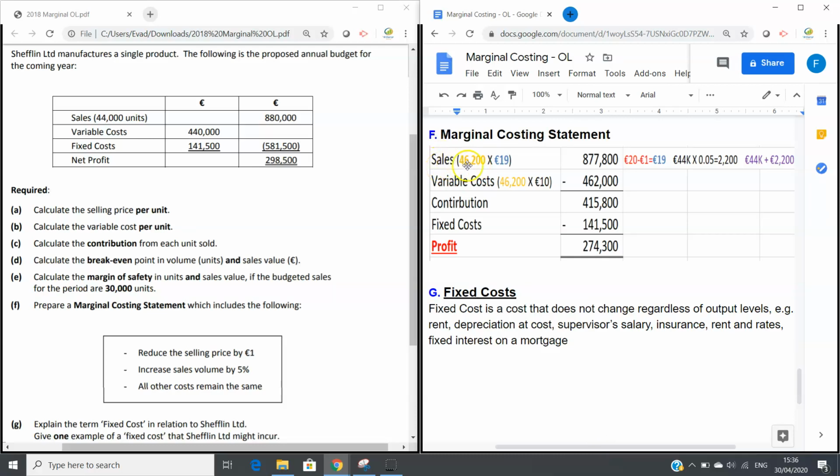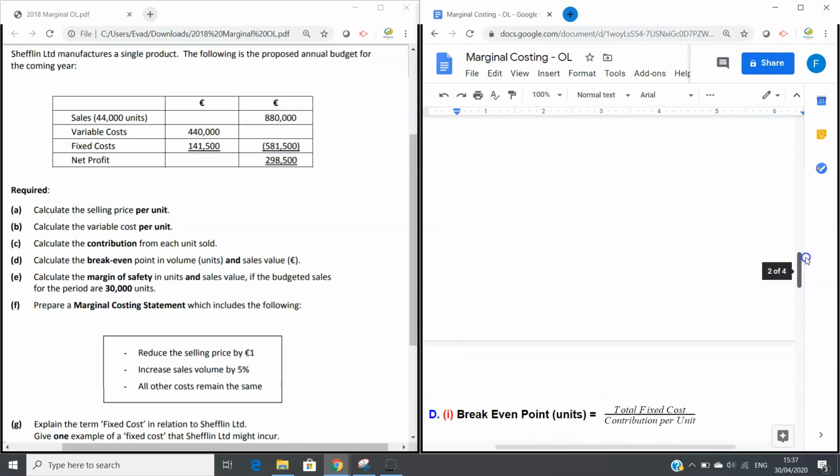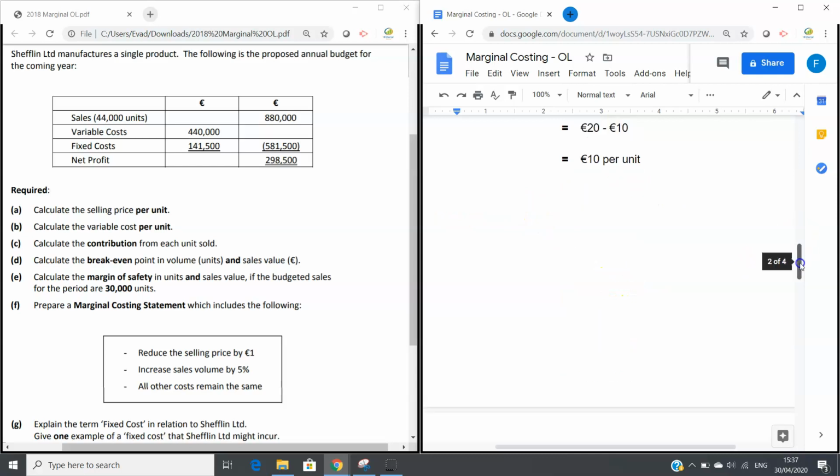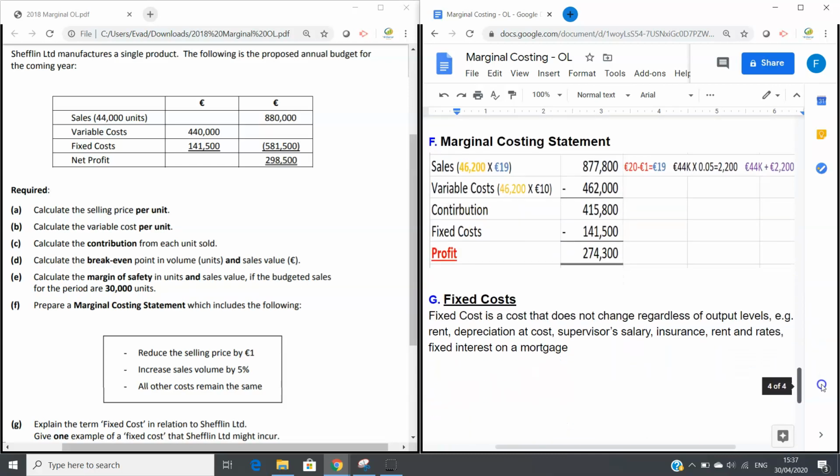So we will do our sales volume, which is 46,200 multiplied by €19, gives us 877,800 euro. Okay, next we can do our variable costs. Remember, the variable cost is based on the sales volume 46,200. And then remember, variable cost per unit is €10. Again, just a reminder where that came from, part B. So variable cost per unit, €10. So just multiply the two, gives us 462,000.